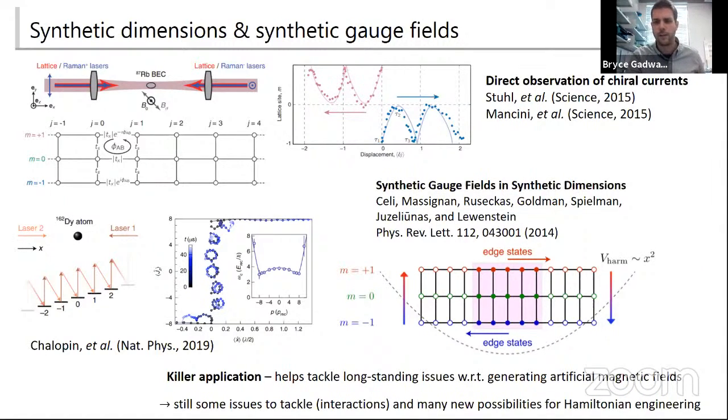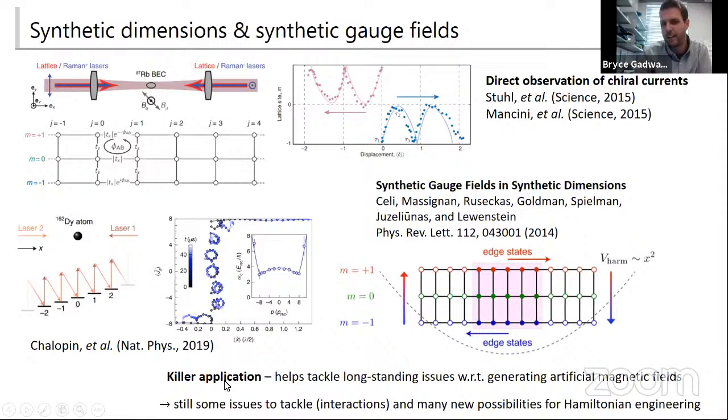And in the case of alkaline earths, well, one has SU(N) symmetry. And so what that means is that the total interaction energy doesn't care about where the atoms are along this internal dimension. And it turns out that you need some mode dependence to get certain kinds of physics that you might want to find in the system. So I'd say that's one open thing still to tackle for this problem.